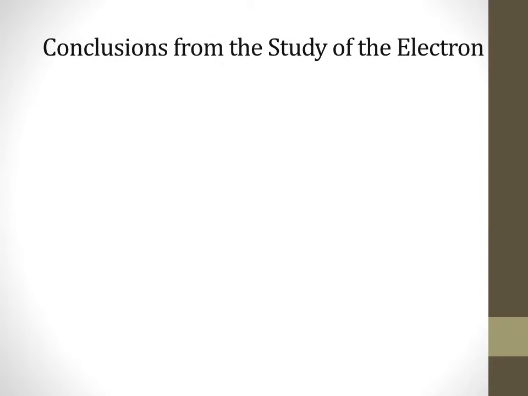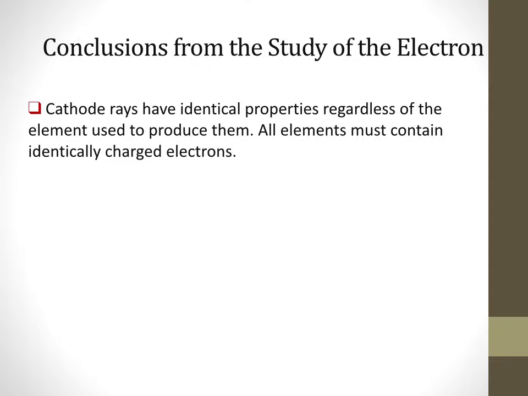So the important thing to remember when it comes to the electron is that the cathode rays have identical properties regardless of the element used to produce them. So basically he could create the ray in his cathode tube in a bunch of different ways, but the properties of that ray were always the same. So he concluded from that that the electrons in all elements must be the same.